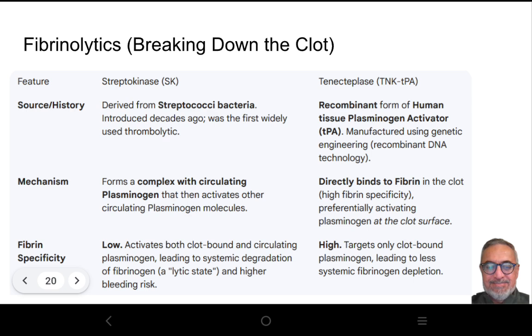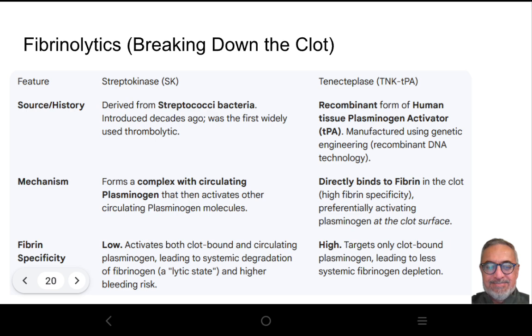Mechanism of action: it forms a complex with circulating plasminogen, then activates other circulating plasminogen molecules. Fibrin specificity is low. It activates both clot-bound and circulating plasminogen, leading to systemic degradation of fibrinogen or a lytic state. TNK tPA, on the other hand, is a recombinant form of human tPA manufactured using genetic engineering.